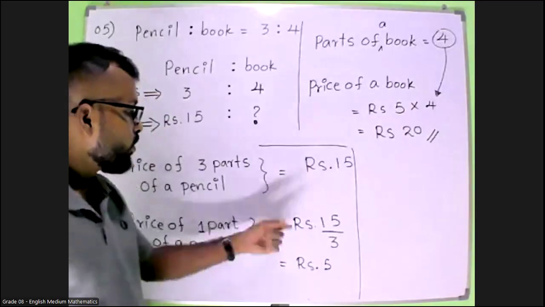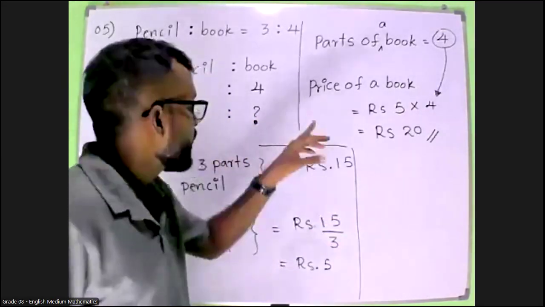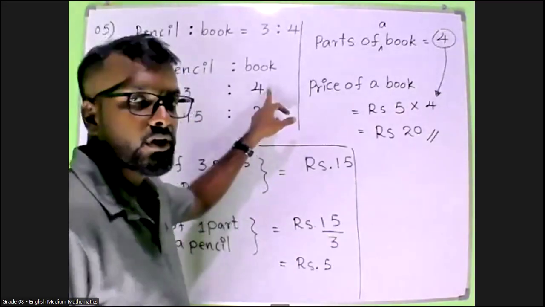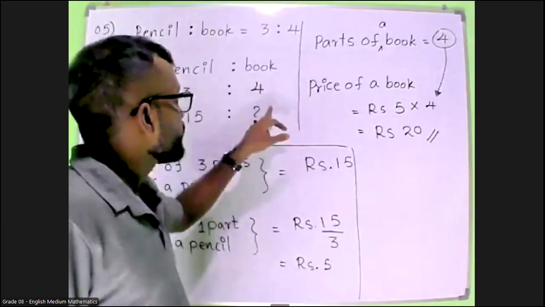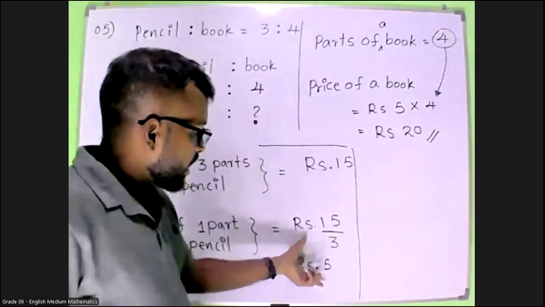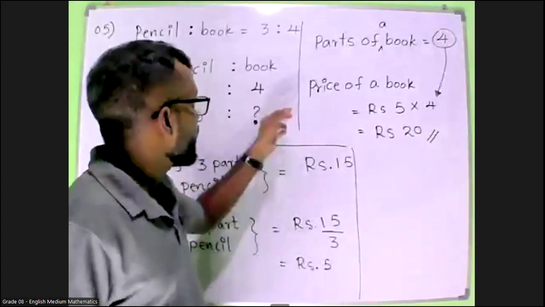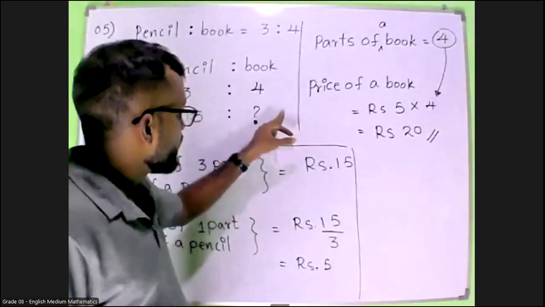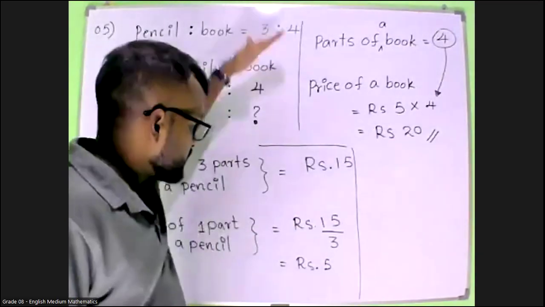Now, if you find the price of 1 part, you have to multiply it by 4 in order to obtain the price of a book. You need to multiply the price of 1 part by 4. 4 multiplied by 5, 20. Please write this down.